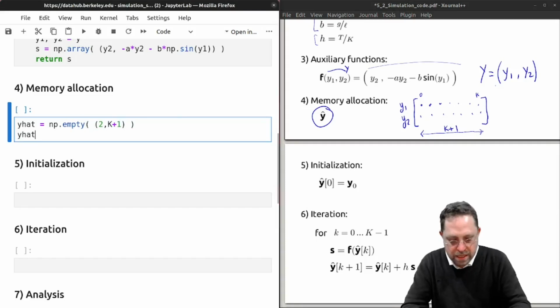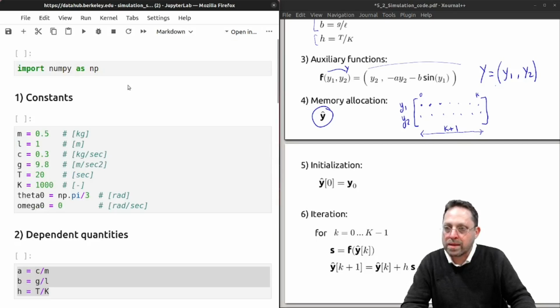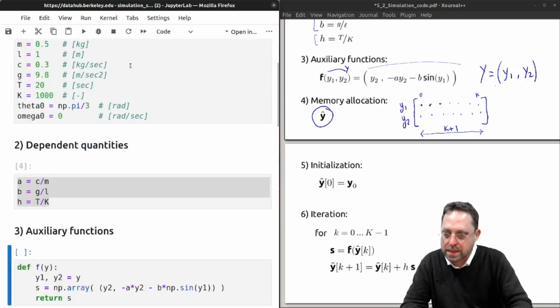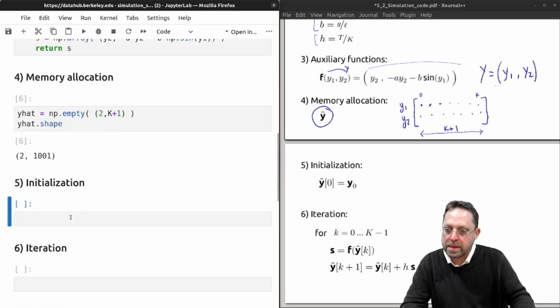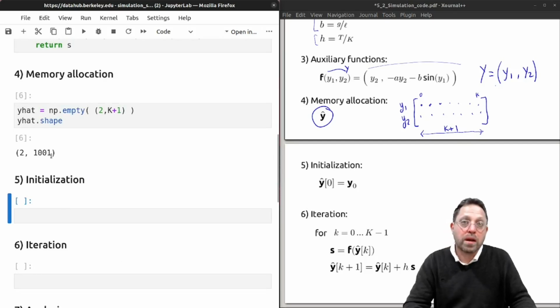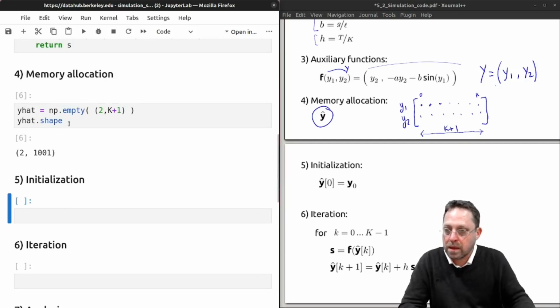Okay, let's just check the shape of that. Oh, I haven't run anything here. We have to run all of this. And the shape is 2 by 1001. So very good. That's what we expect.